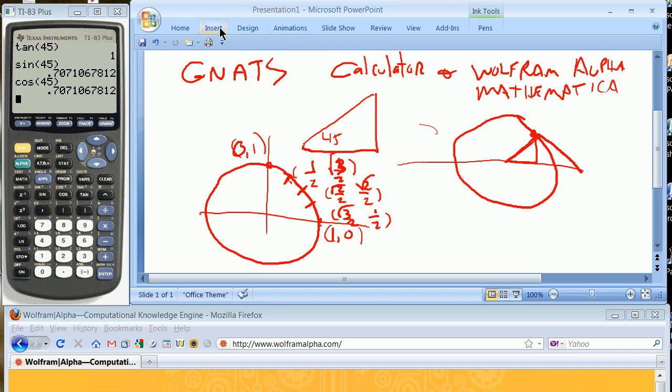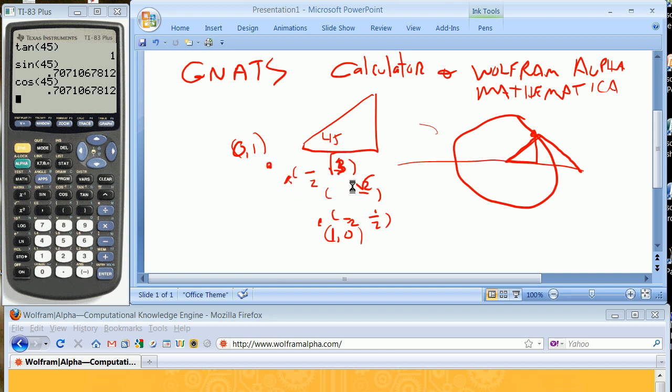So I'm going to go ahead and just see if this eraser works on this thing. It's supposed to. Kind of trying to do the eraser thing here.